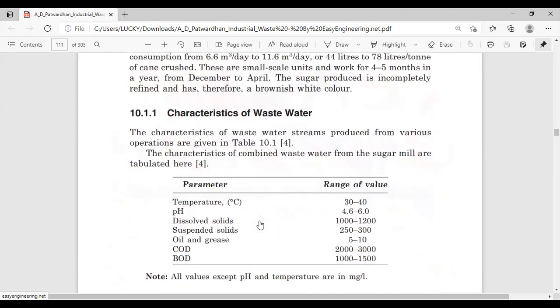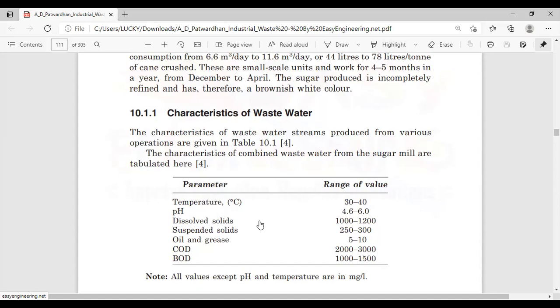The characteristics of wastewater streams produced from various operations are given here. The characteristics of combined wastewater from the sugar mill are tabulated here. The temperature range is 30 to 40 degrees, and pH 4.6 to 6.0. Dissolved solids 1000 to 1200, and suspended solids range is 250 to 300. Oil and grease 5 to 10.